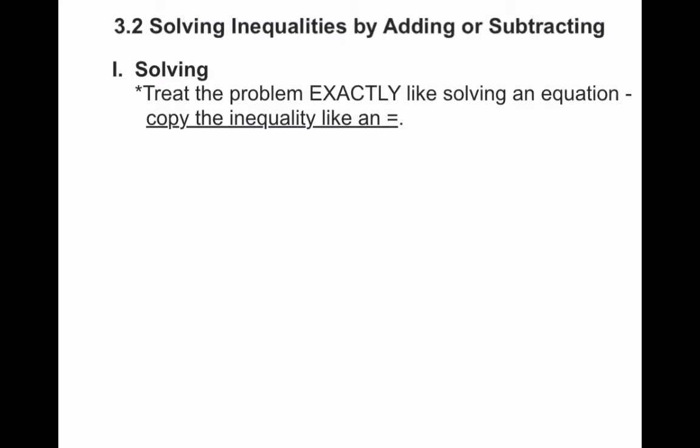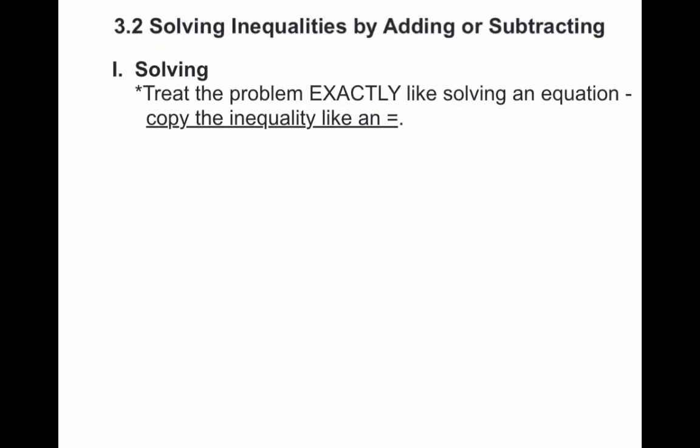New section is 3.2, solving inequalities by adding or subtracting. This section is going to have a lot in common with what we did in the last chapter, where we were solving equations, things with an equal sign, by adding or subtracting. So this Roman numeral 1, solving, you could write the whole thing if you wanted to. I would just write what's underlined.